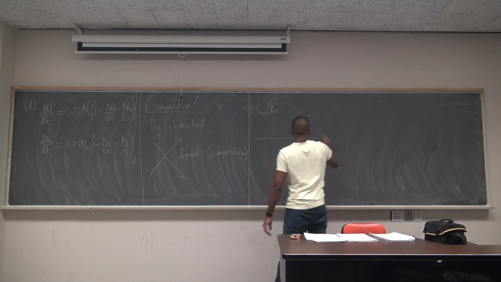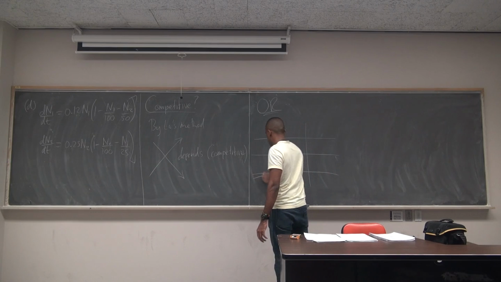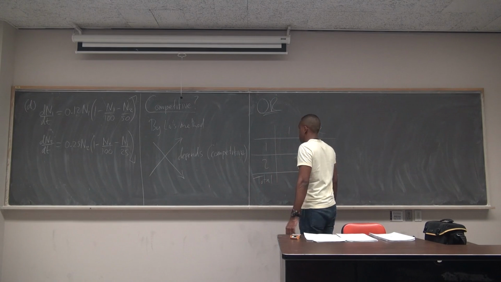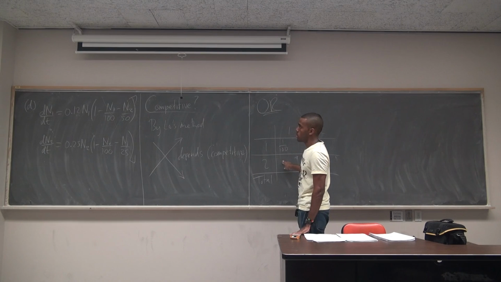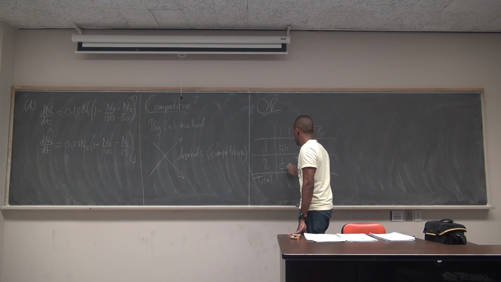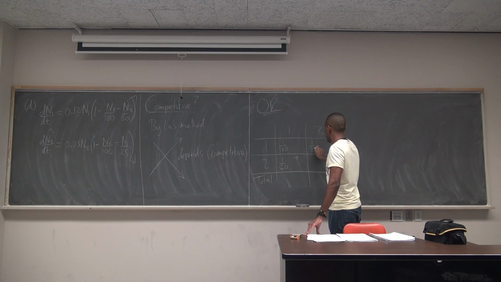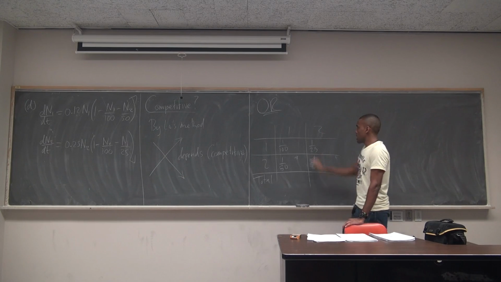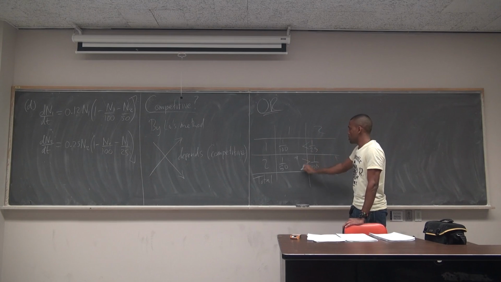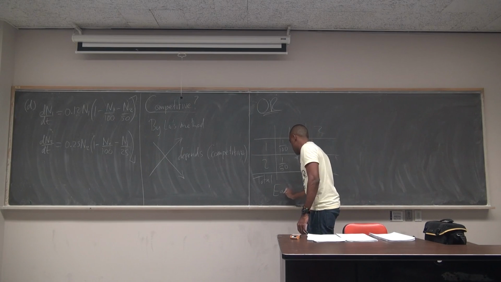I could do the table. I didn't fill in the total last time, but you don't really need it. So what goes here? 1 over 100. 1 over 50. 1 over 25. 25 over 100. So notice that this one is bigger and that one is bigger. So it depends. So each species does the other more harm than it does itself, so it's competitive.